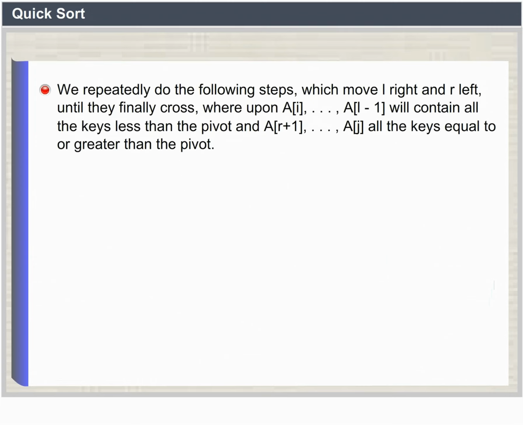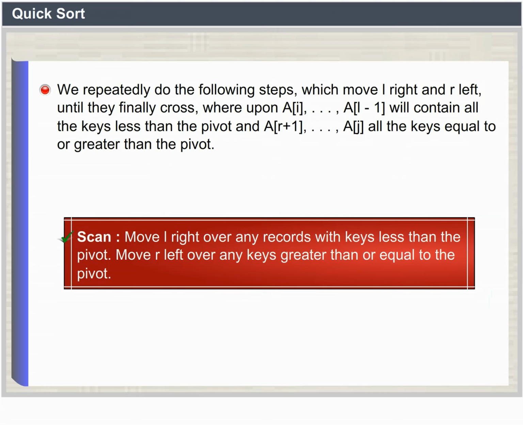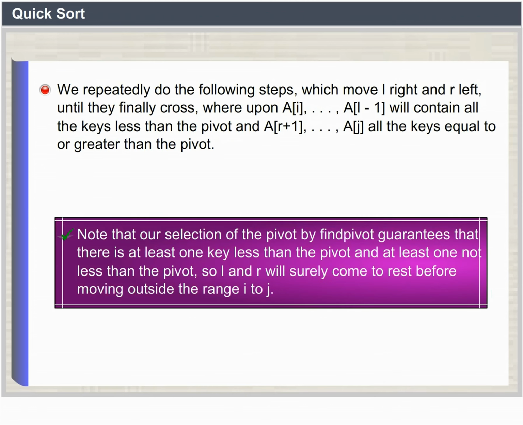We repeatedly do the following steps, which move L right and R left until they finally cross, whereupon A[i] to A[L-1] will contain all the keys less than the pivot, and A[R+1] to A[j] all the keys equal to or greater than the pivot. Scan: move L right over any records with keys less than the pivot. Move R left over any keys greater than or equal to the pivot. Note that our selection of the pivot by findPivot guarantees that there is at least one key less than the pivot and at least one not less than the pivot. So L and R will surely come to rest before moving outside the range i to j.